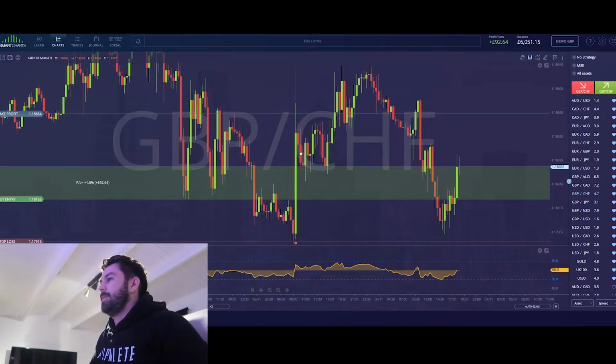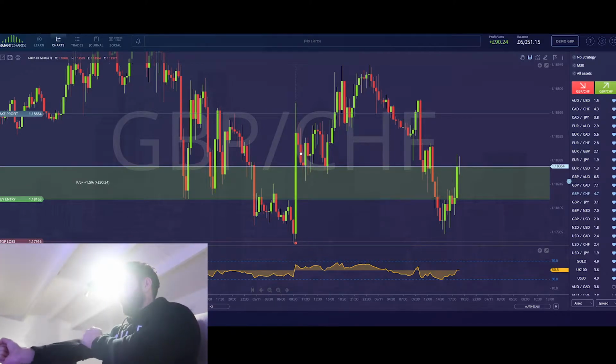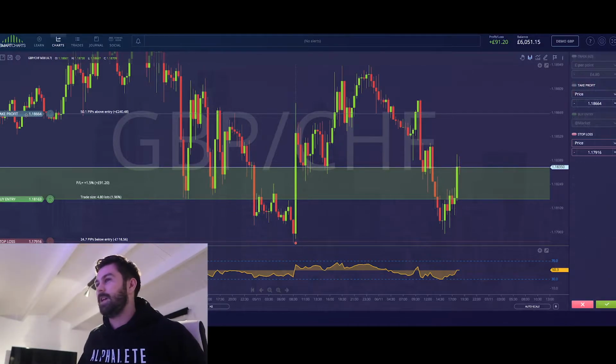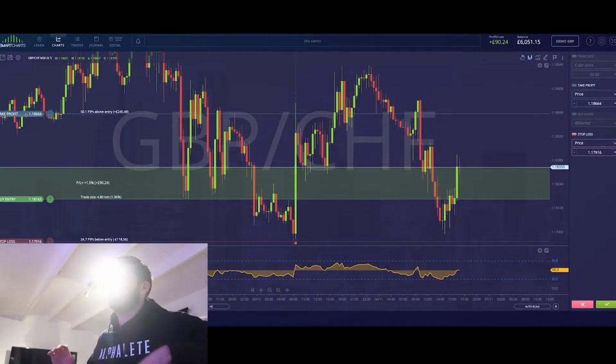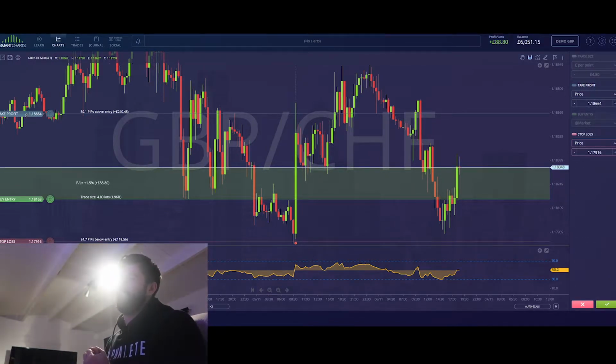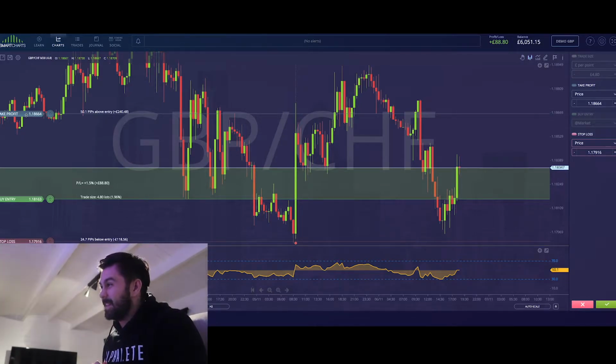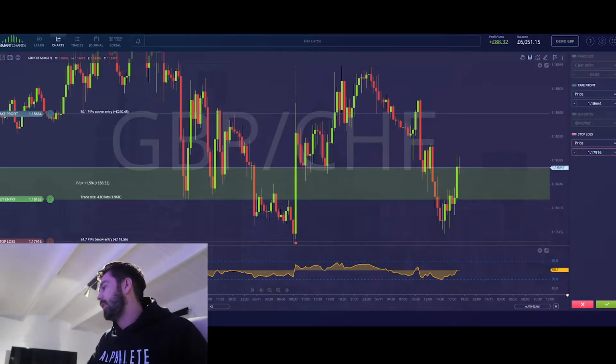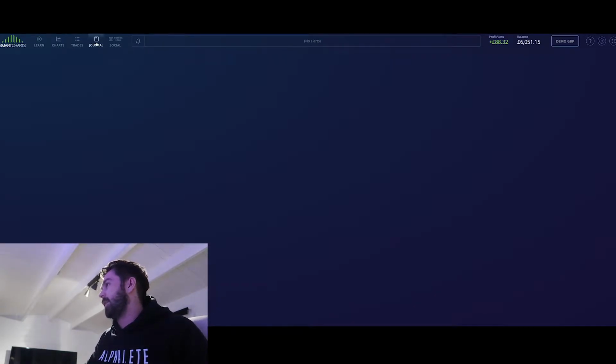As you can see, I am in a pound swiss trade. I probably won't stay in this trade much longer. My TP is just up here, so if it does win, it'll be a 240 quid win, which I think is a 3 to 1, so it could be a nice 6% to finish the week off. This week so far I'm up 27% for the week.